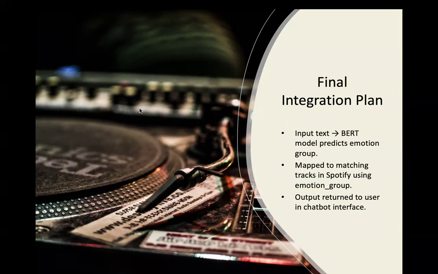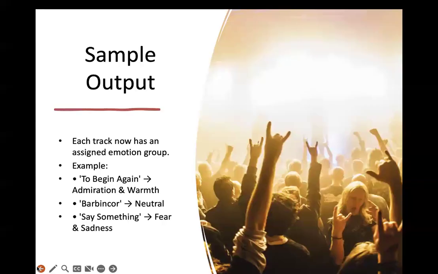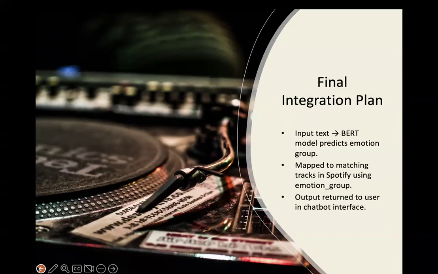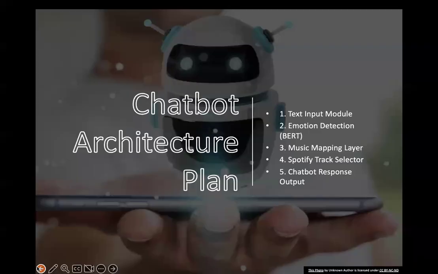There are only six emotions, but each emotion has many songs, as you've seen in the previous slides. Let me show you: you can see 47,000 or 27,000 songs for joy and affection. So we'll randomly select a couple of songs and present them. And the next slide is the architecture of the chatbot.